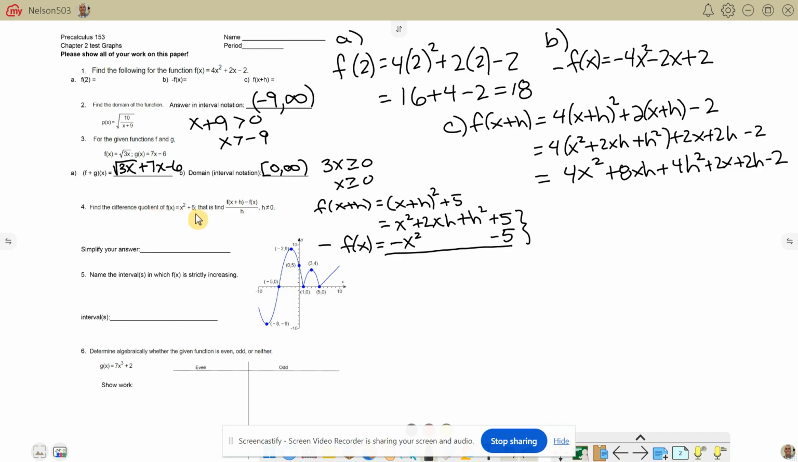I know you guys have made a lot of progress on these difference quotient problems. So I'm plugging x plus h in for x, and I expand it. And then I took the opposite of f of x right here, and I kind of lined them up. I just stuck them next to each other, but maybe lining them up vertically will help people see those two terms go to 0, x squared and the 5s, and then you have 2xh plus h squared left.